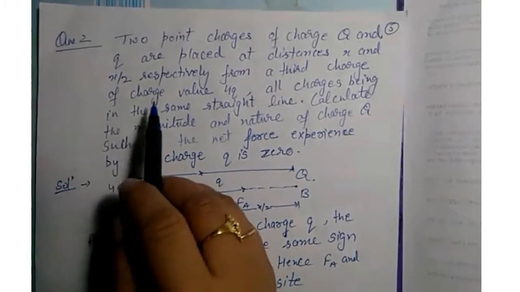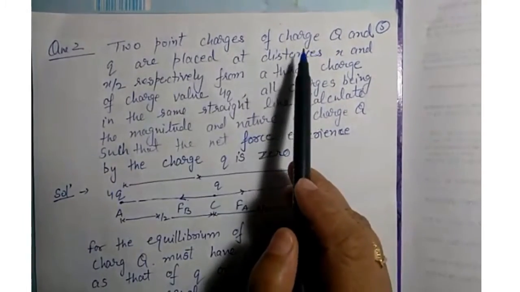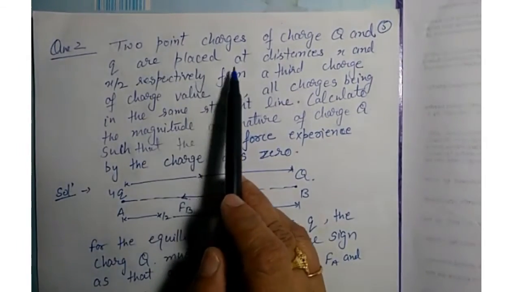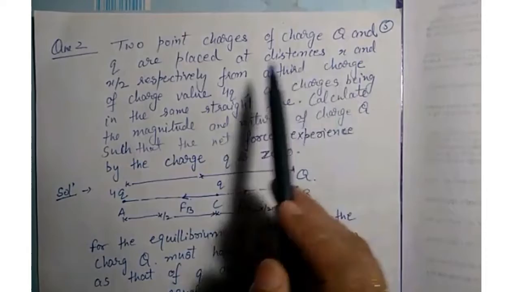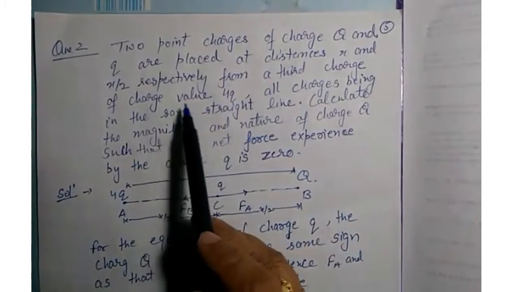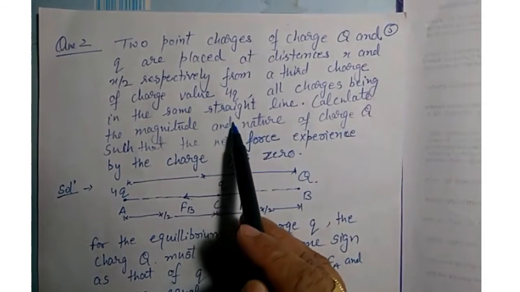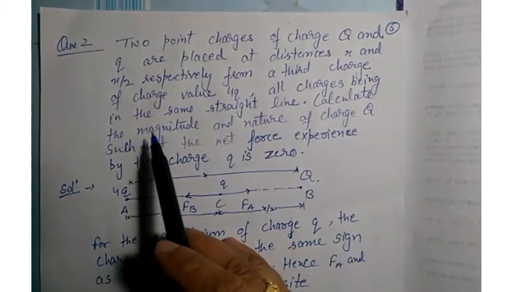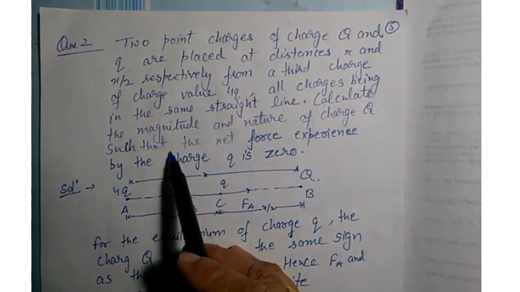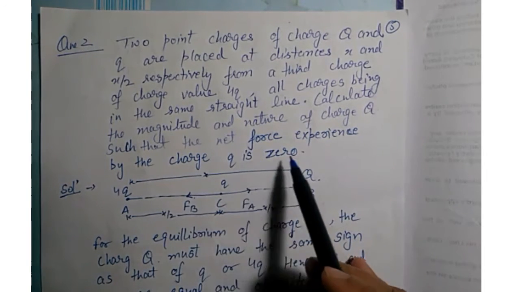So students, our second numerical problem is: two point charges of charge capital Q and small q are placed at distance x and x by 2 respectively from a third charge of charge value 4q. All charges being in the same straight line, calculate the magnitude and nature of charge Q such that the net force experienced by the charge q is 0.